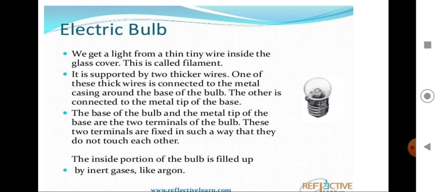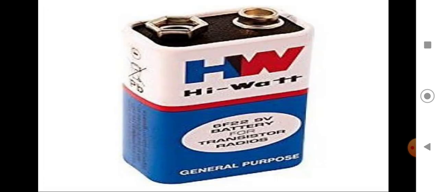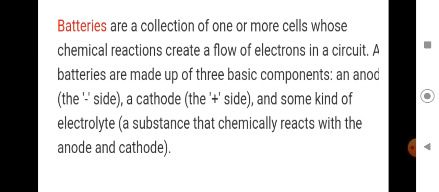That's what they mentioned. The base of the bulb and the metallic tip of the base both will act as the terminals, positive and negative terminal. So now can you see this picture, children? What is this? Yes, this is what we call a battery, another new term. What do you mean by battery?